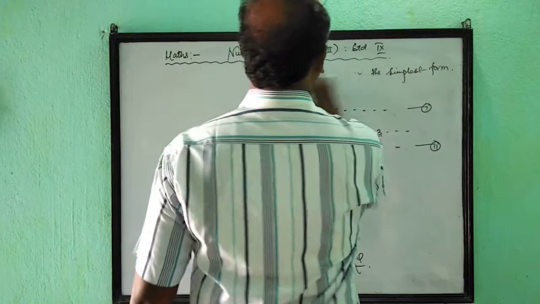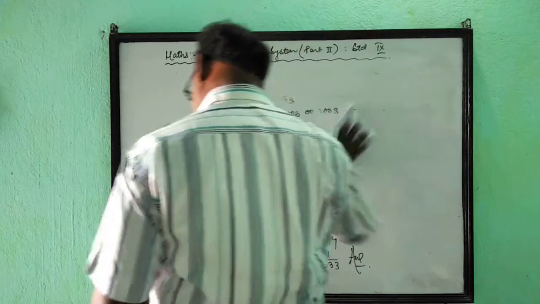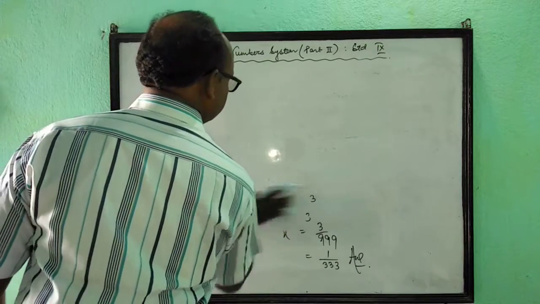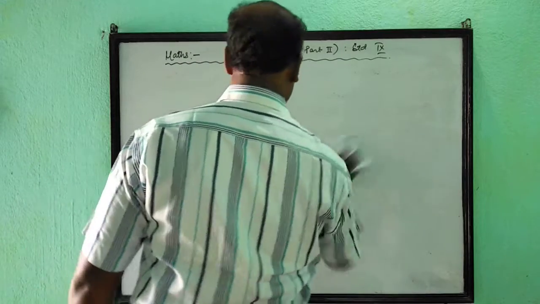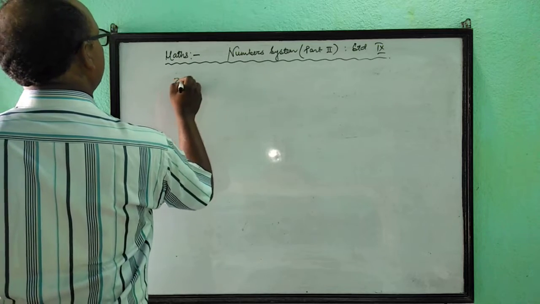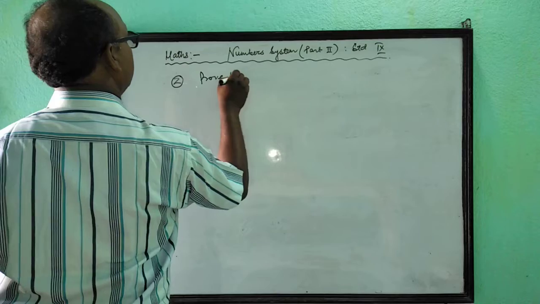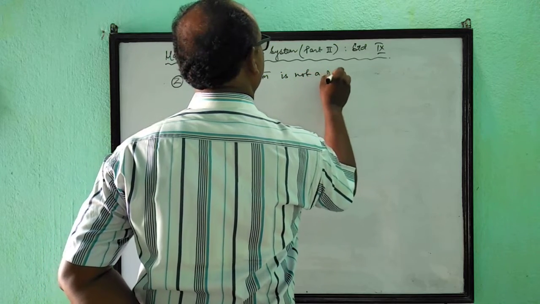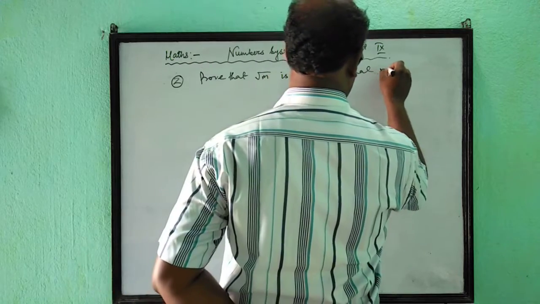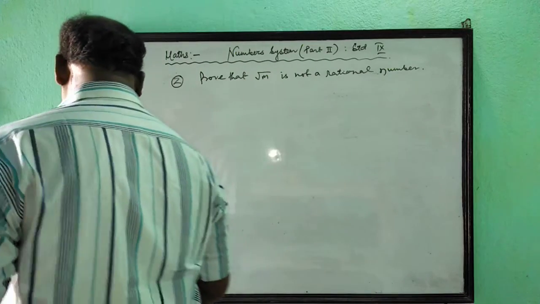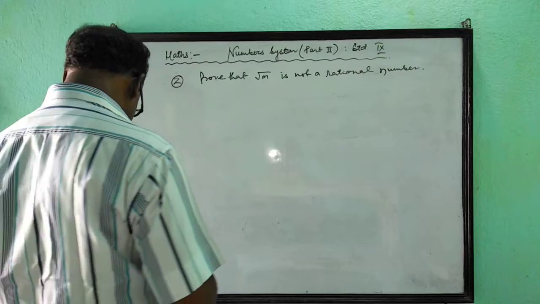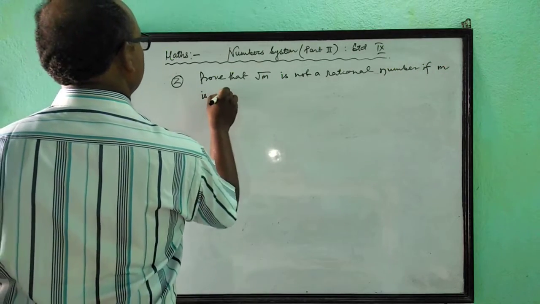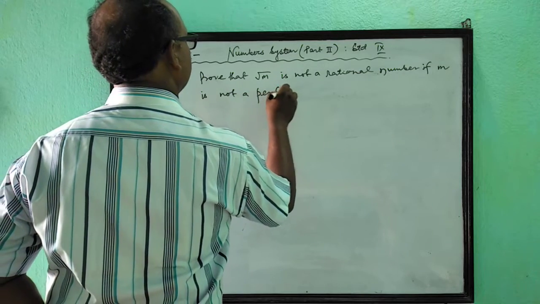Now we do another sum. Prove that root m is not a rational number if m is not a perfect square.